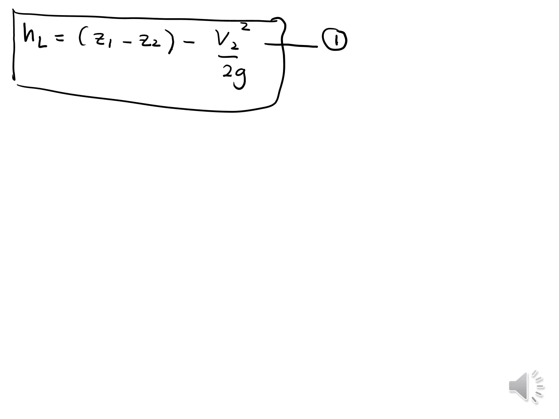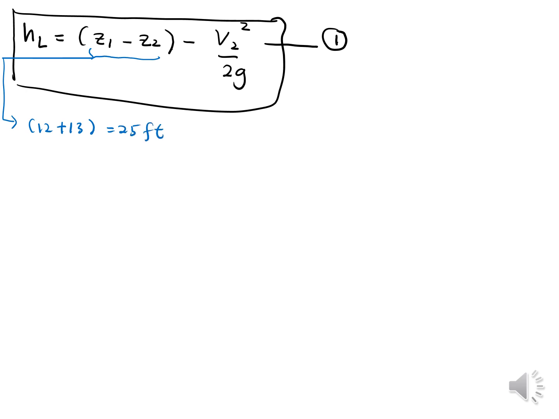So from the previous slide, we already know that the final equation that we can use to calculate the HL is based on this equation, which I label as the HL, and it is known as equation 1. So let's solve one by one. Z1 minus Z2: we can get the information directly from the question, in which Z1 minus Z2 is actually 12 plus 13, which equals 25 feet.